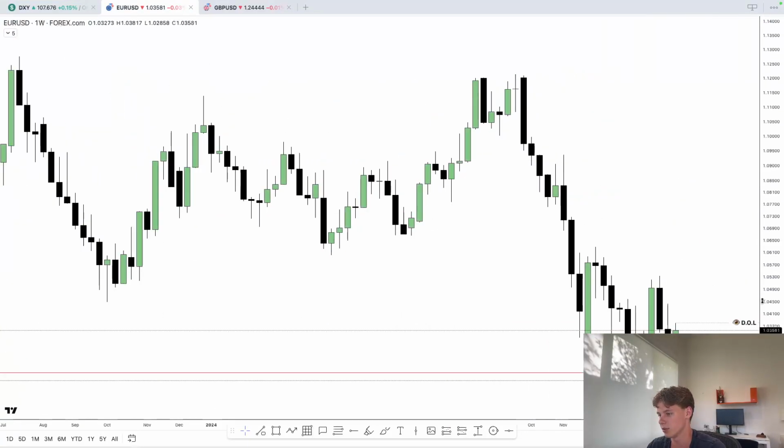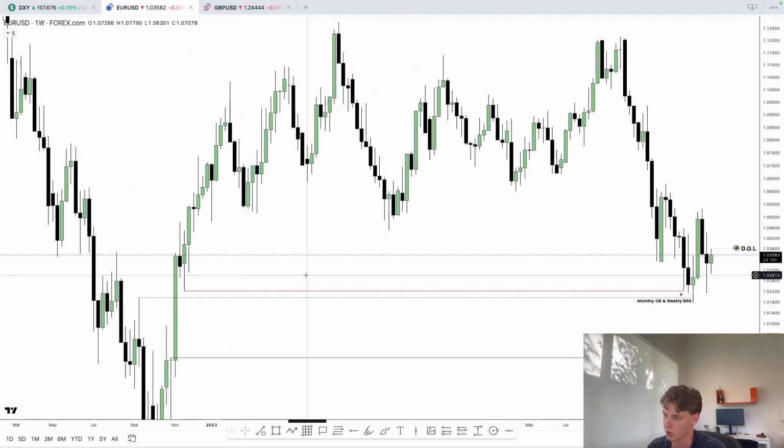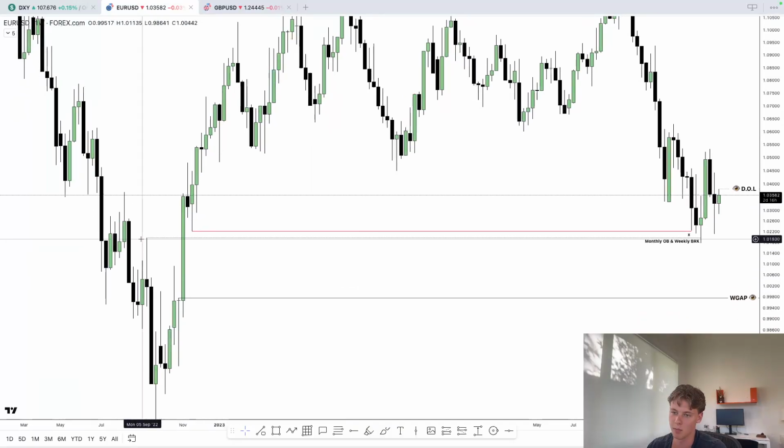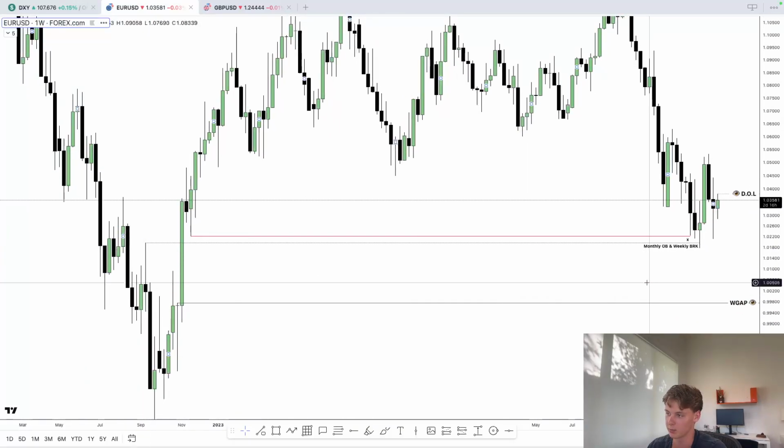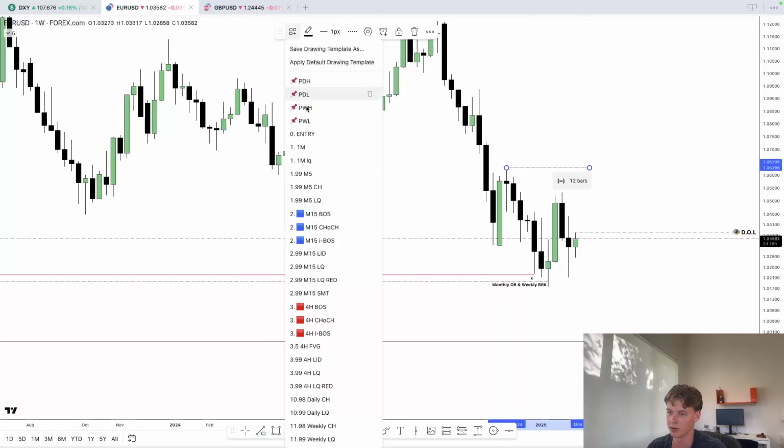Coming into the Euro, so what has the Euro done? The Euro has swept this major liquidity and it has come into this monthly order block, which is also a weekly breaker. And now I'm expecting this high to be taken on the Euro.